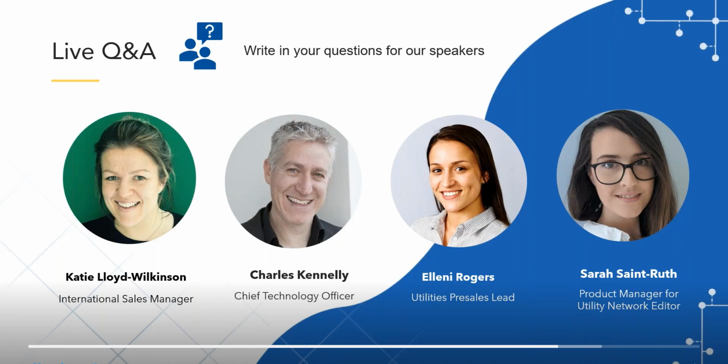So Katie, I'm going to fire this one to you. I know you've covered this already, but I think it's good as we're going through this to just reiterate. What is the licensing and costs? Sure, thanks, Sarah. So the licensing model is on a per user basis. So for every user that needs to edit using the utility network editor, there is a subscription user cost, and that is $500 per year. Great, thanks, Katie.